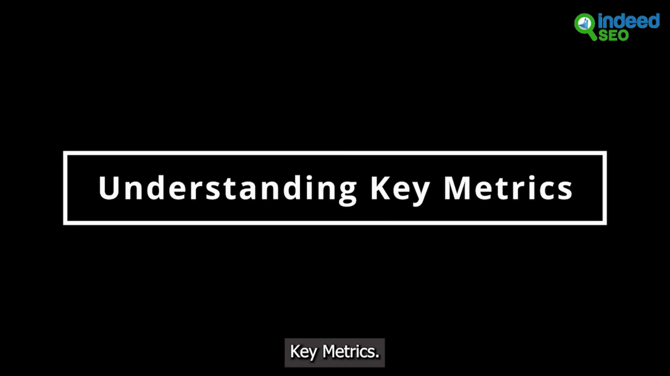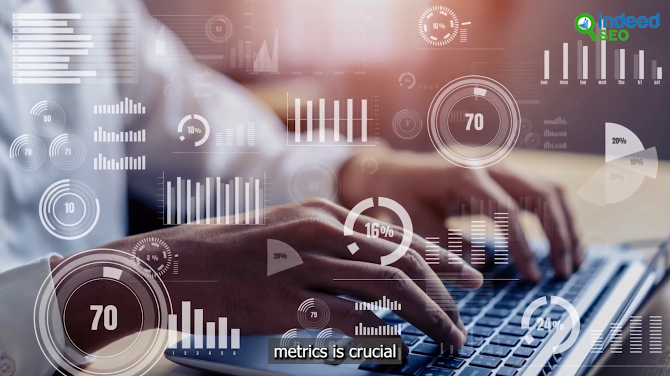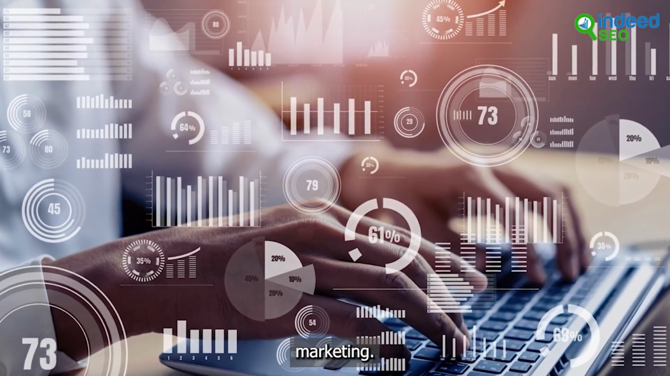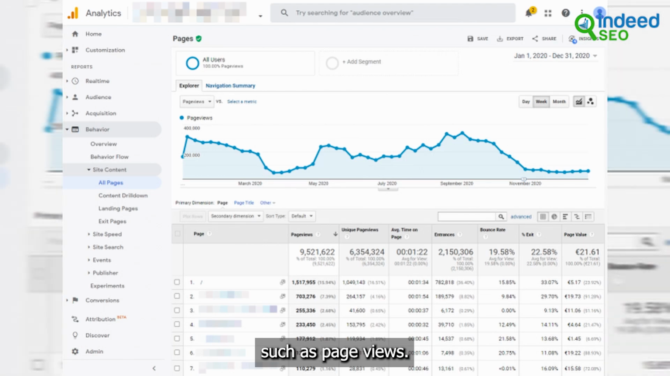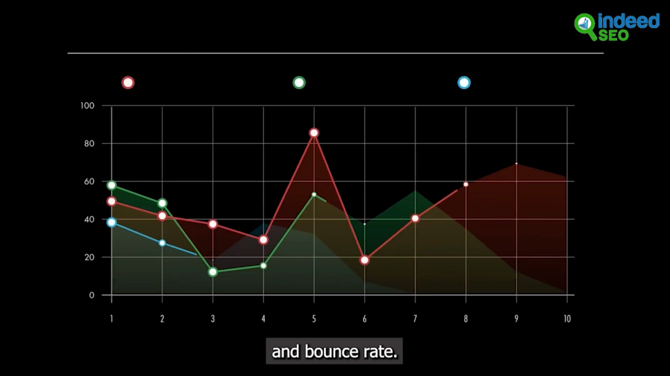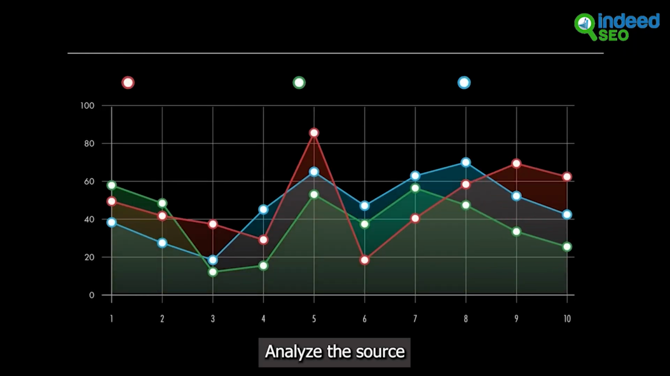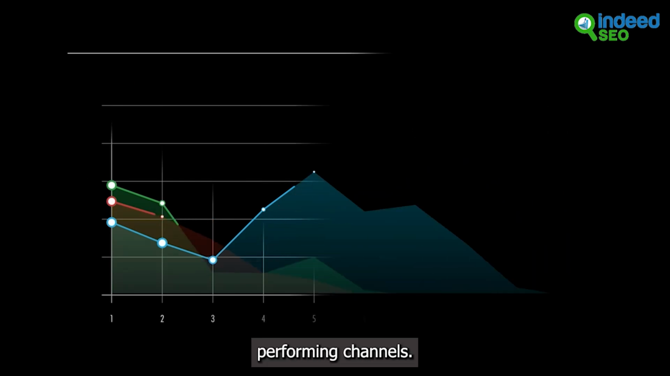Understanding key metrics. Understanding key metrics is crucial for effective marketing. Focus on user behavior metrics such as page views, average session duration, and bounce rate. Analyze the source/medium report to see where your traffic is coming from and identify your top-performing channels.